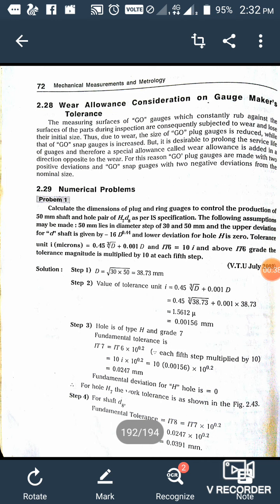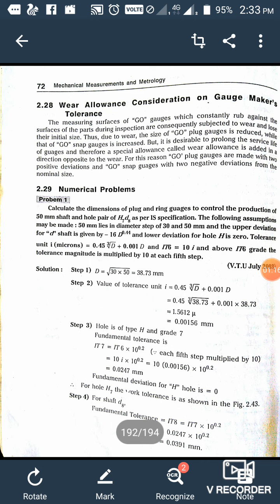So here 50 mm, as we know already, is the basic size. Then capital H indicates hole size, small d indicates shaft side, and 7 and 8 are the respective grades. Next line you see, the following assumptions may be made. 50 mm lies in the diameter step of 30 and 50 mm. This data is not always provided, but even though it is given in the problem itself, no problem, continue.